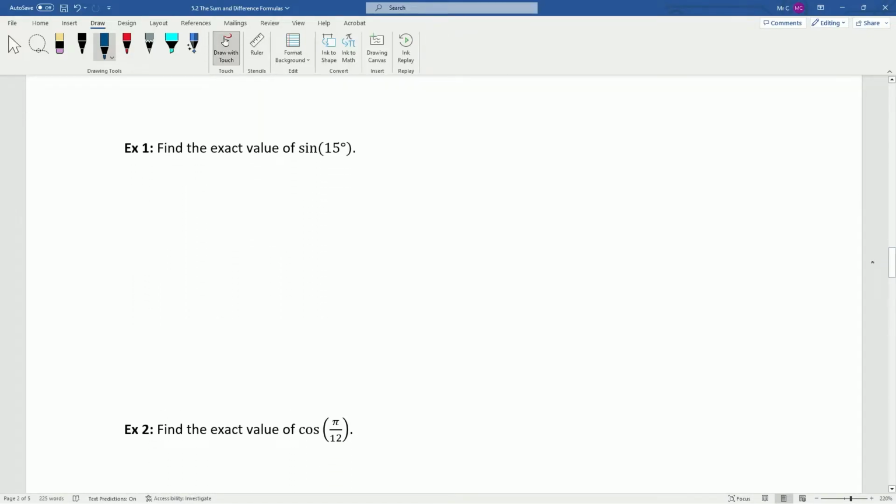Okay, so now we're going to see how we can apply these formulas to find the exact value of trig functions for various, let's say, unusual angles. You should recall from our video on the unit circle that we chose the angles that are labeled on the unit circle because those are the angles that are easy to evaluate sine and cosine for geometrically.